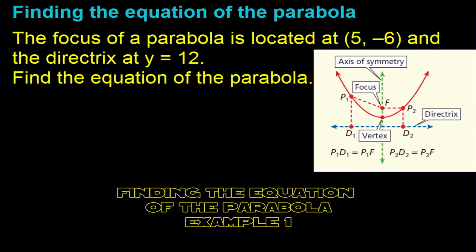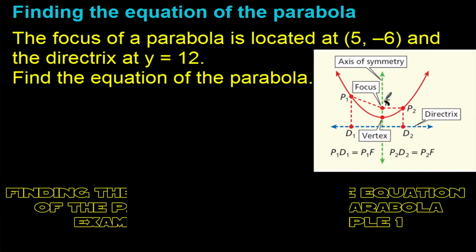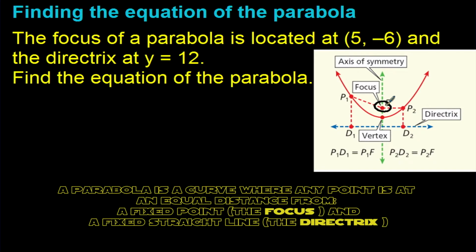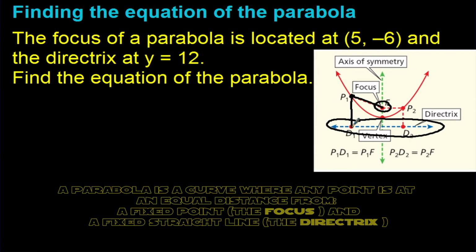We are given a graphic of a parabola, and we are given the focus of the parabola, and we are given the directrix of the parabola. And one of the key elements that we're going to use today is the fact that we could pick a point on the parabola, say P1 here, and the distance from P1 to the focus is exactly the same as the distance from that point down to the directrix.